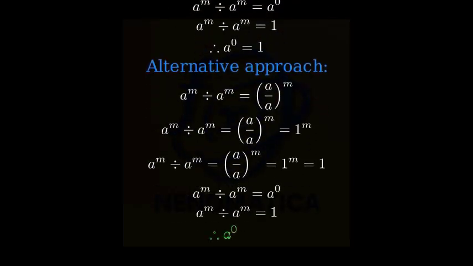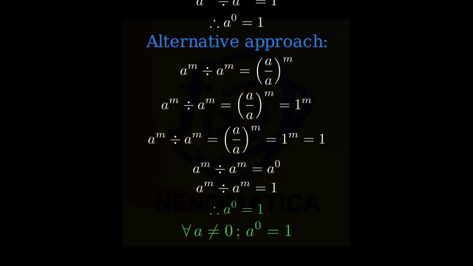Combining this result with our earlier finding that a to the power m divided by a to the power m equals a to the power 0, we can conclude that a to the power 0 equals 1. Therefore, we have proven that for any non-zero number, a raised to the power of 0 equals 1. This is an important rule in mathematics that helps us simplify expressions involving exponents.